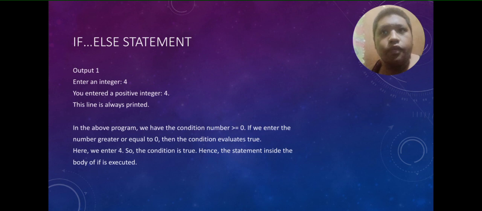So if the example code can run, you can enter an example integer which is 4. And then when you enter the integer, magraran yan siya at magsasabi you entered a positive integer 4. So this line is always printed. In the above program, we have the condition number greater than 0. If we enter a number greater than 0, then the condition evaluates true. Here, we enter 4, so the condition is true, hence the statement inside the body of if is executed.